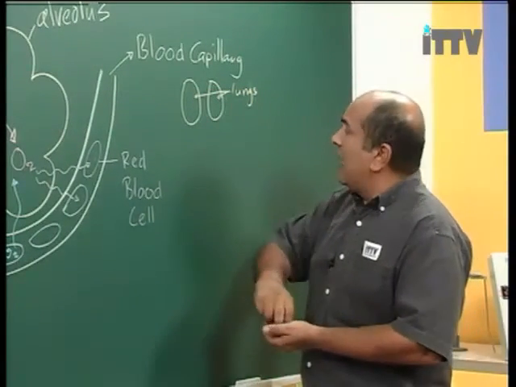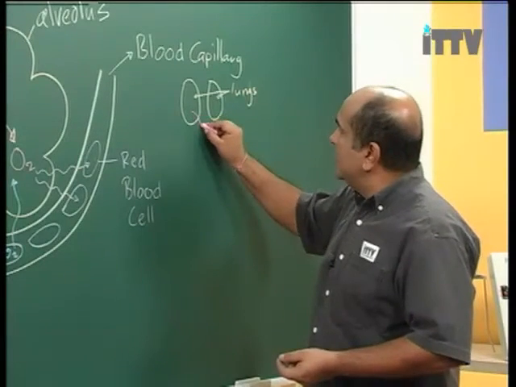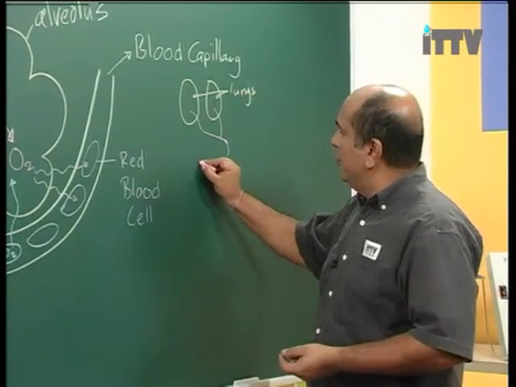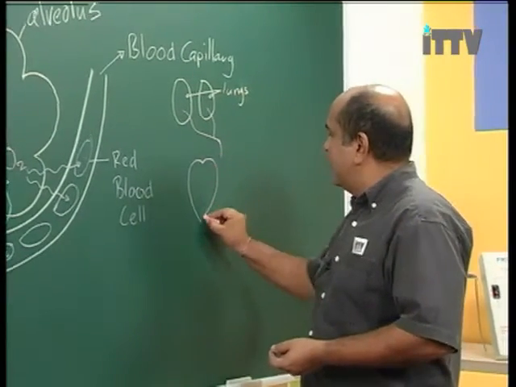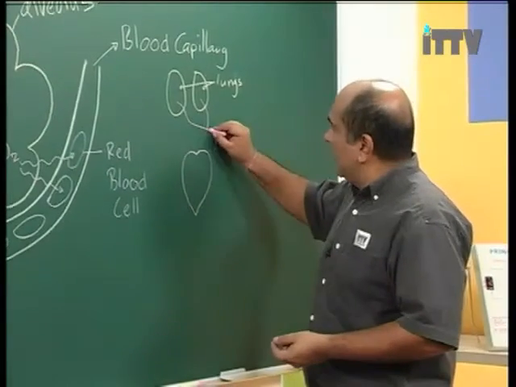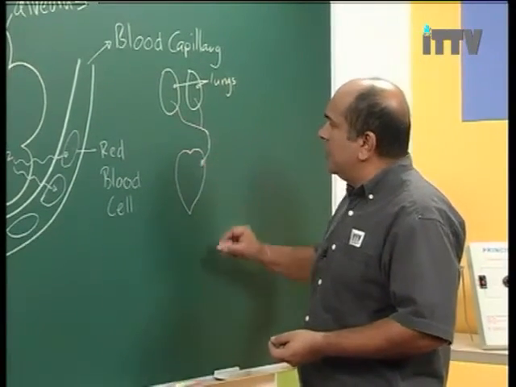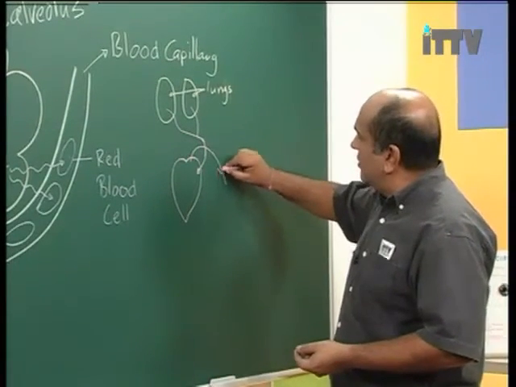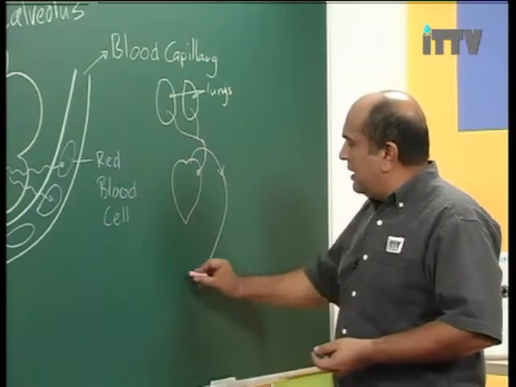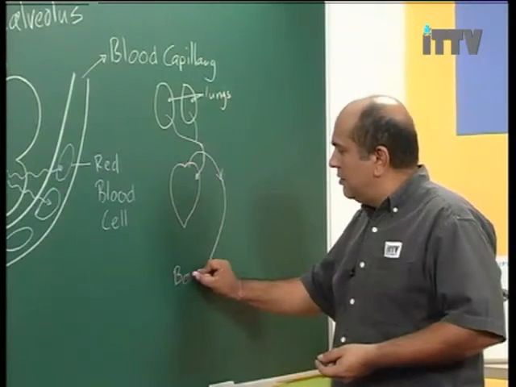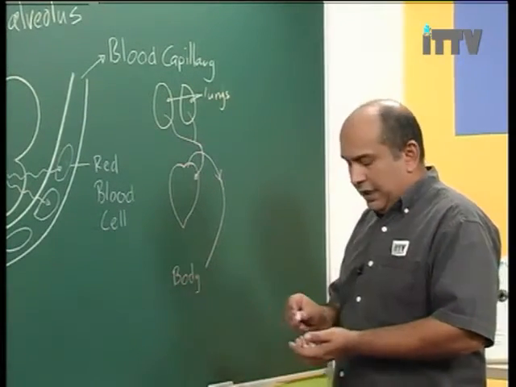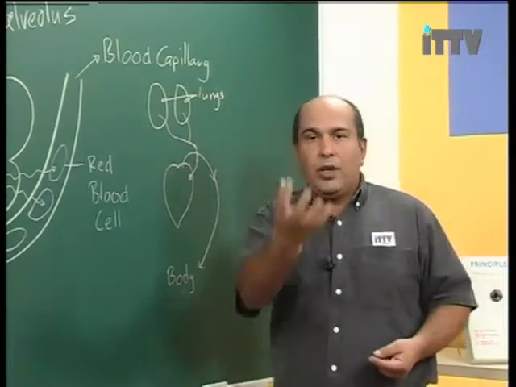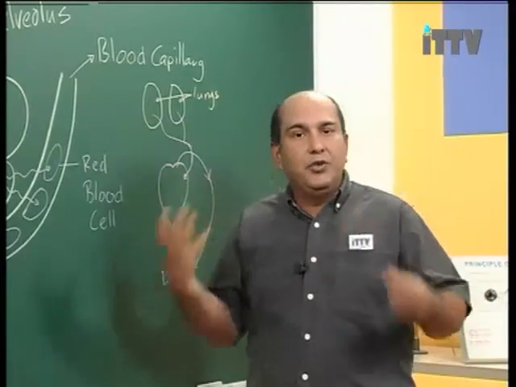Now, from our lungs, blood carries oxygen and brings it back to our heart. It brings the oxygen to the heart. From the heart, blood comes out and goes to our body, like so. In the body, obviously here we are going to take this oxygen and use the oxygen up.